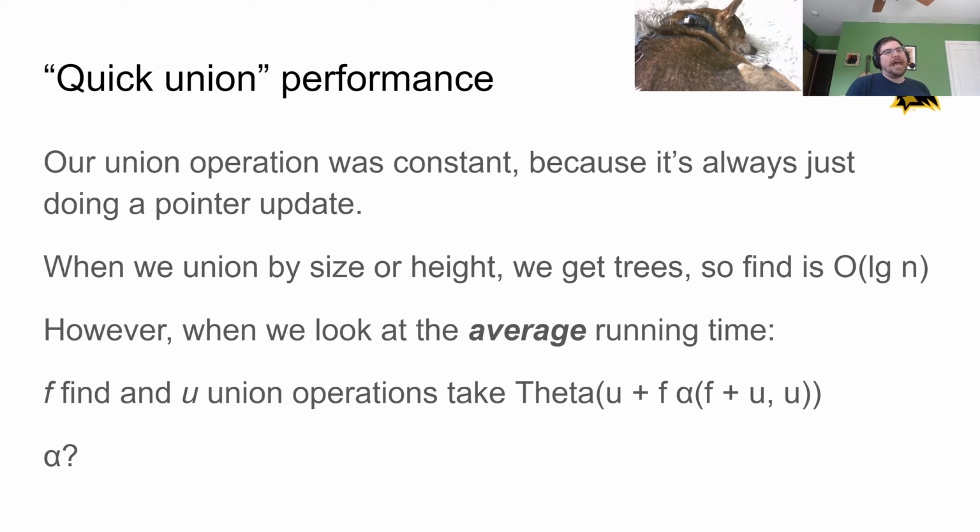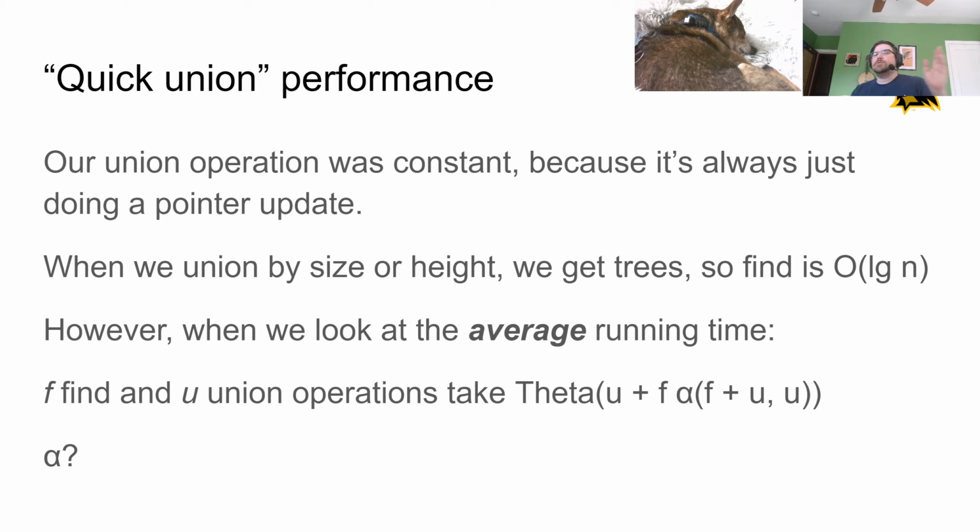However, if we look at average running time, we find that if we do F finds and U unions, meaning I do that many, F many finds and U many unions, it takes big theta of U plus F times alpha of F plus U and U. What is alpha? By the way, doing this average running time, you might be like, wait, do we have to know how to do that? That'll be the last lecture. We'll be talking about that. It's called amortized analysis, but we're not talking about it yet.